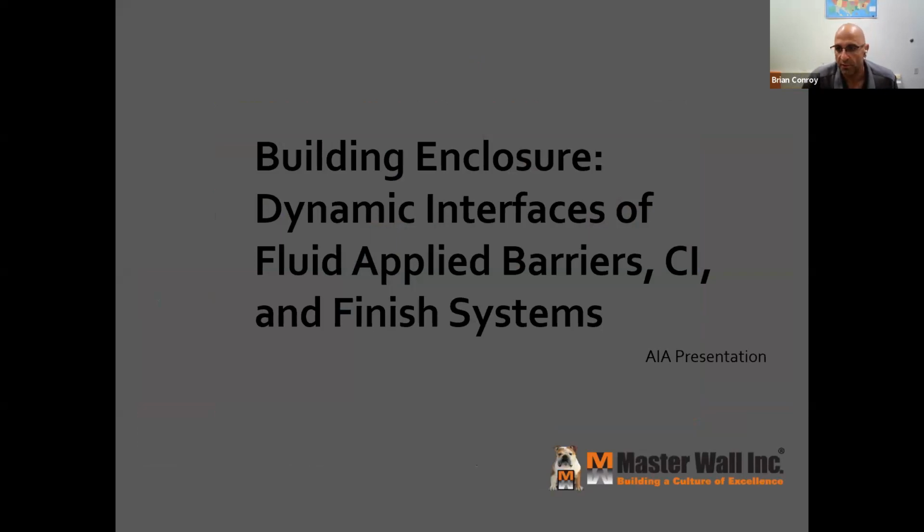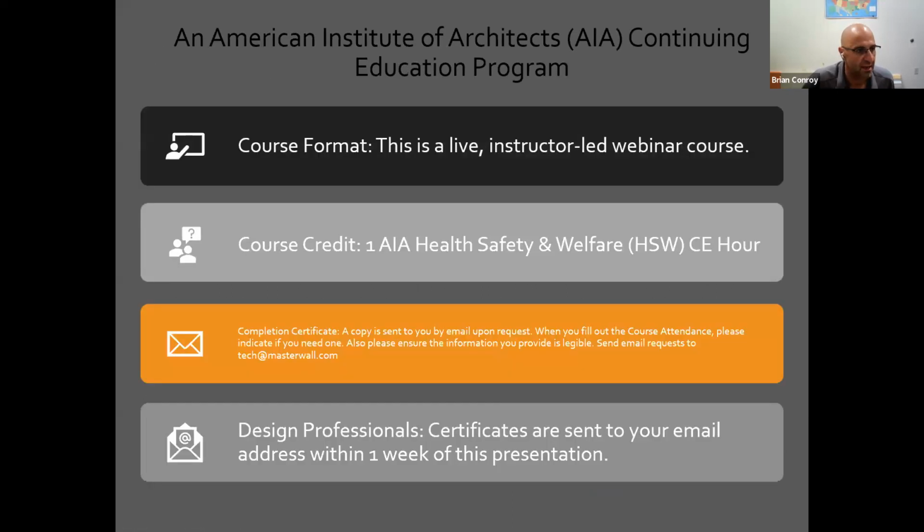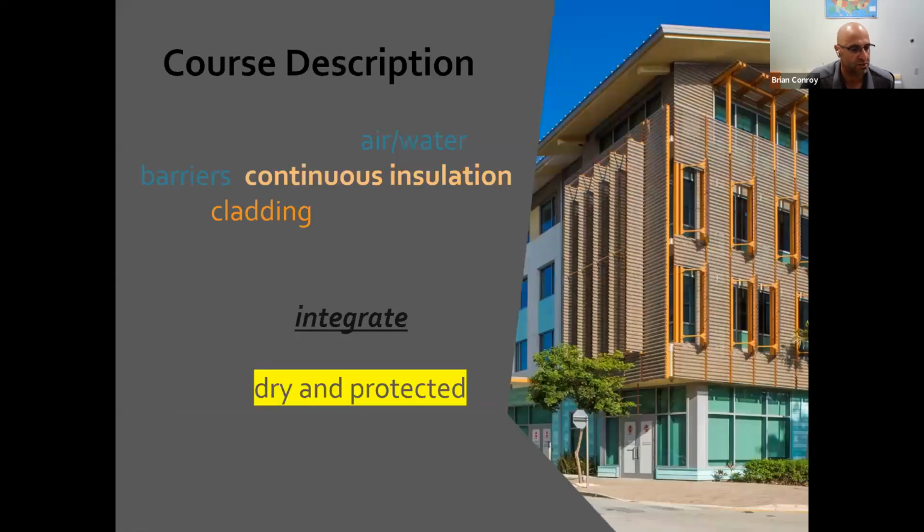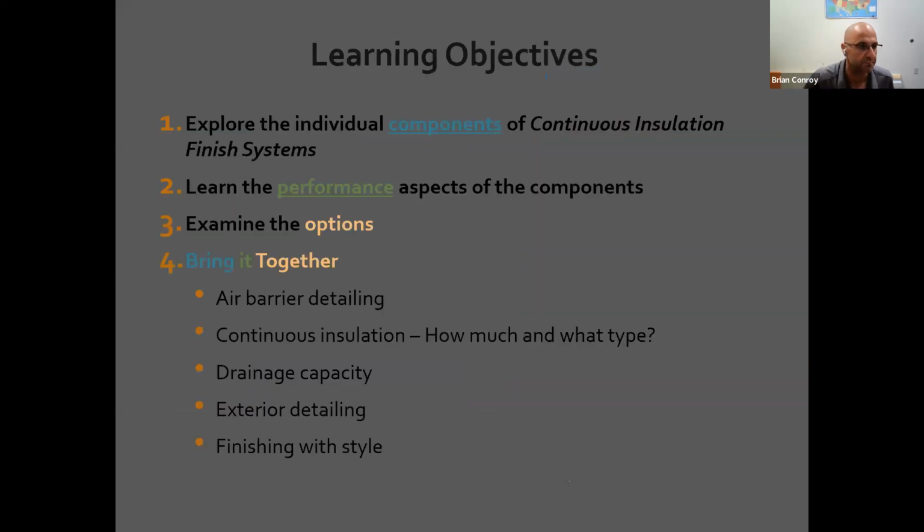We will go through this exact piece: building enclosures, dynamic interfaces of fluid applied barriers, CI, and finished systems. Kind of your standard AIA. Here's some general format information, but here's the course description: air, water, barriers, continuous insulation, the cladding, and integrating all of this to stay dry and protected. This is what we want to focus on, right? Making sure that we keep the outside out and the inside in.